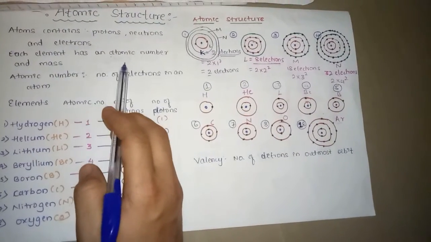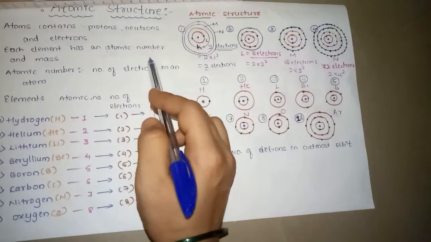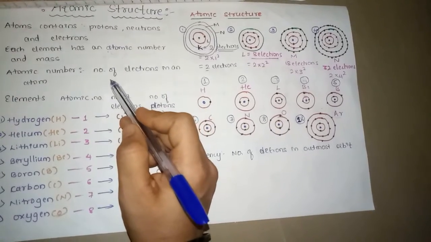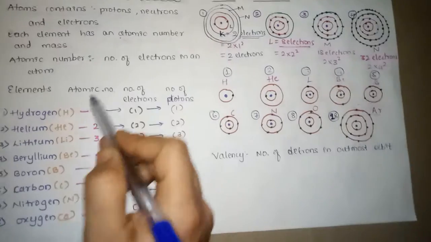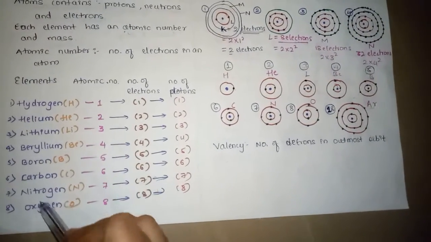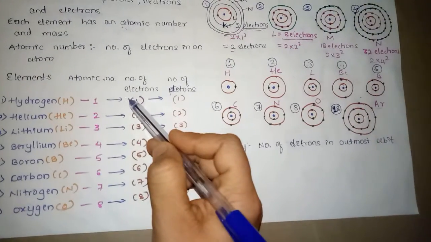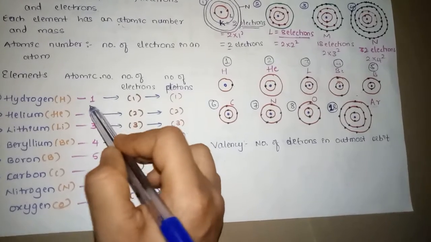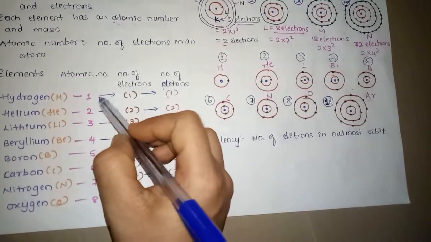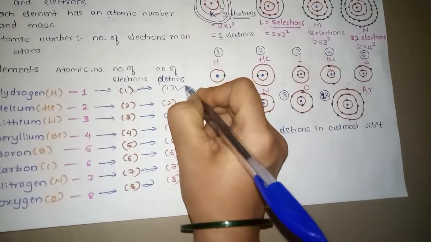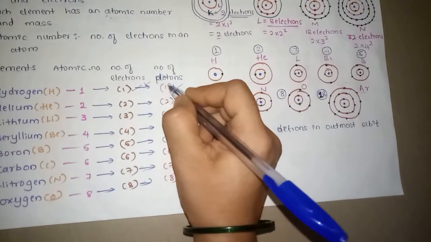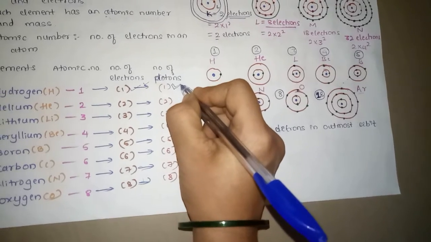Each element has an atomic number. And how is the atomic number formed? The atomic number is given by the number of electrons in an atom. I am taking some elements from the first, that is hydrogen, which has atomic number 1. Why is it said to be atomic number 1? Because it has only 1 electron and only 1 proton. However many electrons are present, the same number of protons are present.